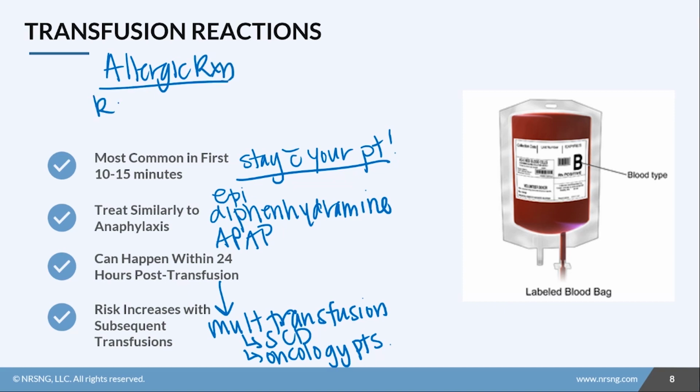We're going to look for rash. We're going to look for itching. We're going to look for fever. And then remember, anxiety. You cannot discount the way that the reaction makes your patient feel.